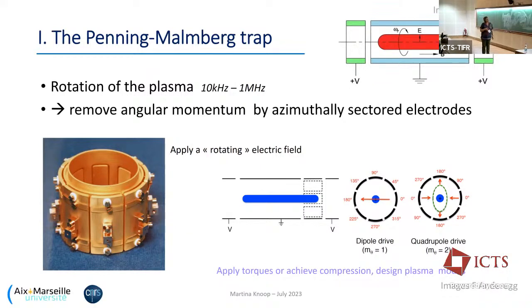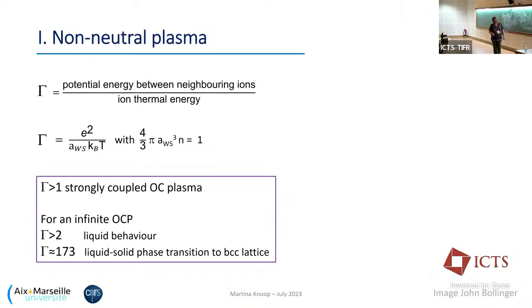The way these things are put into place is to have this segmented ring around the plasma, and then to be able to put different drive electric fields around this plasma in order to excite different motions in that plasma. So, as I put on there, you can either apply torques, or you can also compress the plasma, or excite certain plasma modes by putting different electric field excitations on this electrode.